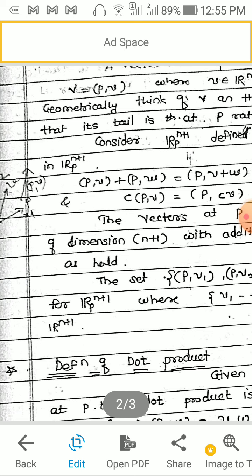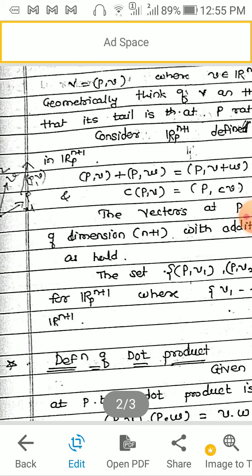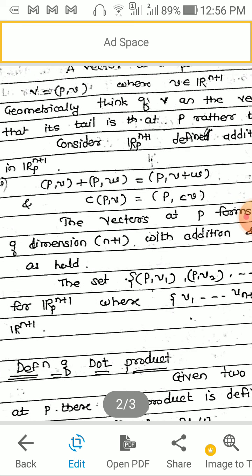So take two such vectors at P. Suppose one vector V is defined, and at P another vector, say W, is defined. Now, how can we add these vectors? (P,V) + (P,W) is equal to (P, V+W). So V+W will be the addition of these two vectors. By the triangle law or parallelogram law of addition for vectors, you can find V+W.